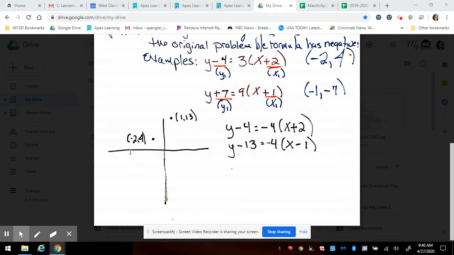So as you can see, -2, 4 turned into y minus 4 equals, both slopes were -4, went ahead and gave us that, x plus 2, y minus 13 equals a -4, and x minus 1, because both of these were positive.